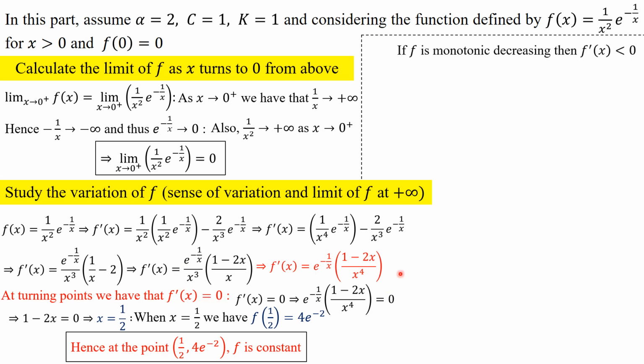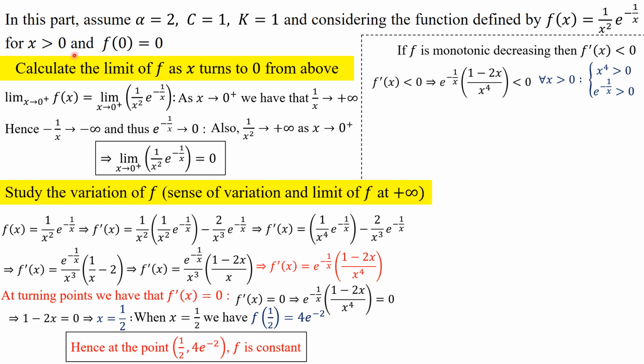Alright, next, for the function to be monotonic decreasing, the first derivative should be less than 0. So the first derivative being less than 0 means that e raised to the power negative 1 over x times 1 minus 2x, all divided by x raised to the power 4, should be less than 0. Now, before grouping two different functions, let's analyze this function together to see when it is negative and when it is positive.